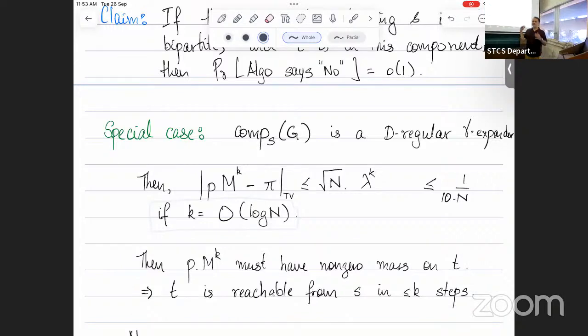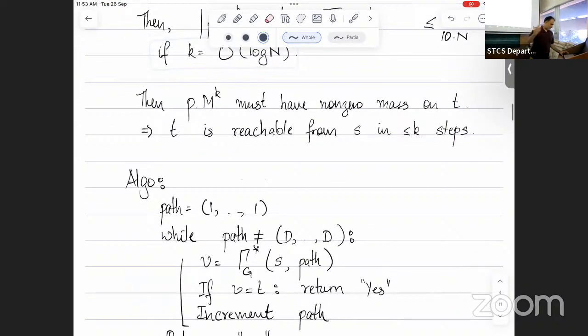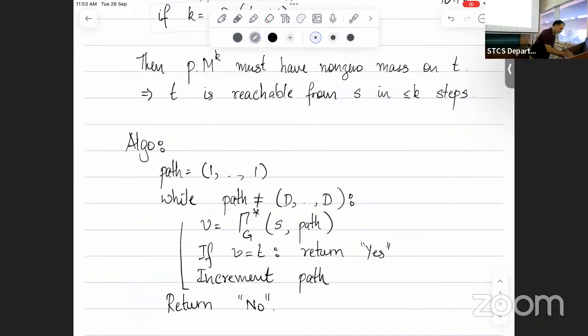So this was a way of saying that if you know that your component is an expander, then the diameter of your graph is order log n. This is just a different way of stating the same thing. So if at all t is reachable, I know it is reachable in order log n steps.